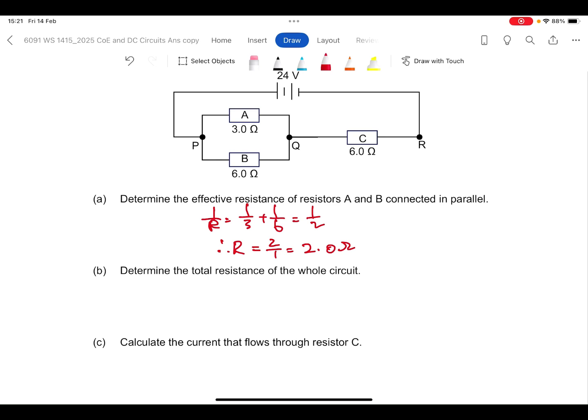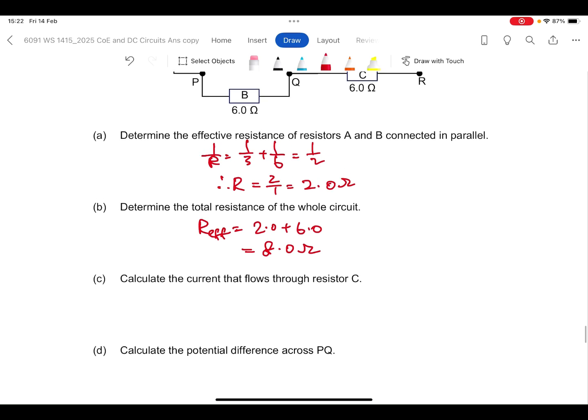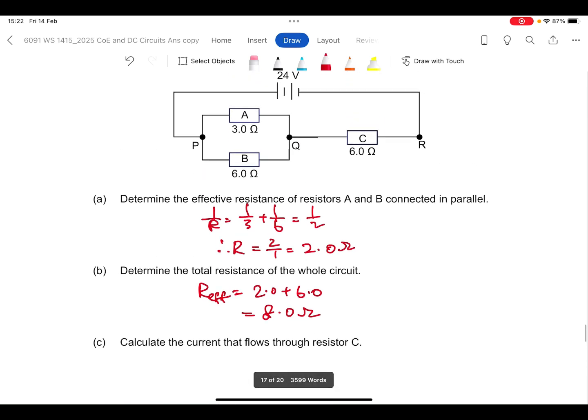For the whole circuit, you already found the whole parallel part to be 2 ohms, and this 2 ohms is in series with the 6 ohms. So you just need to add the 2 to the 6. 2 plus 6 is 8 ohms.